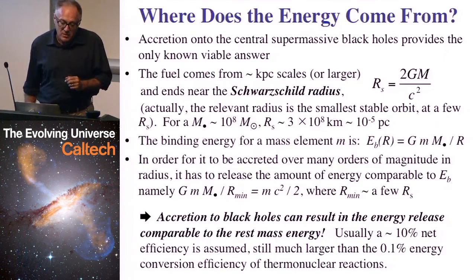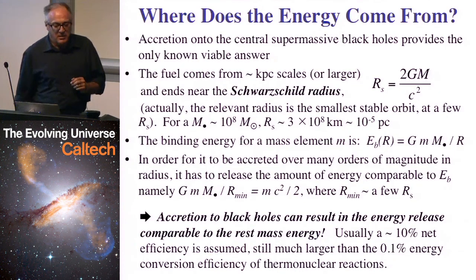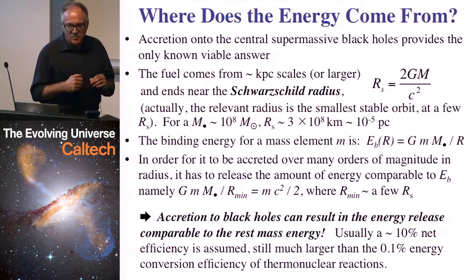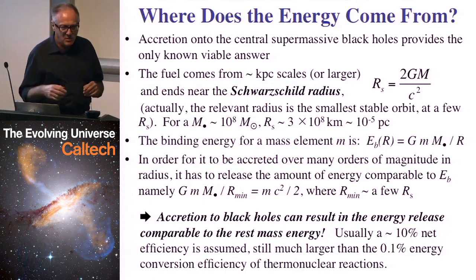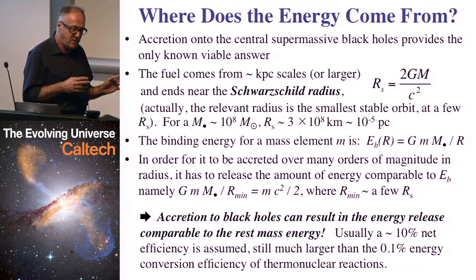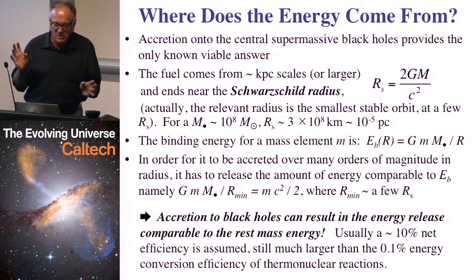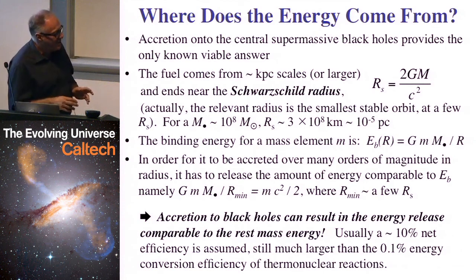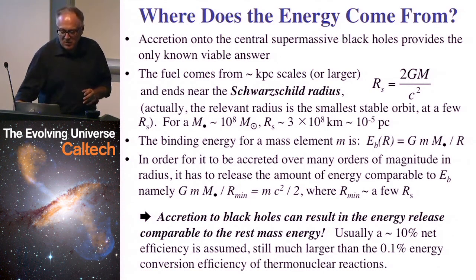So in fact, accretion is the only plausible way we have to power objects that are this luminous. And the material comes from sufficiently large radius that, compared to the binding energy right near the black hole, its binding energy at the start is essentially zero. And so if you go from tens of kiloparsecs down to microparsecs, you can in principle get rid of all of the binding energy, all of the mc squared can be turned into luminosity. Now that doesn't really happen.